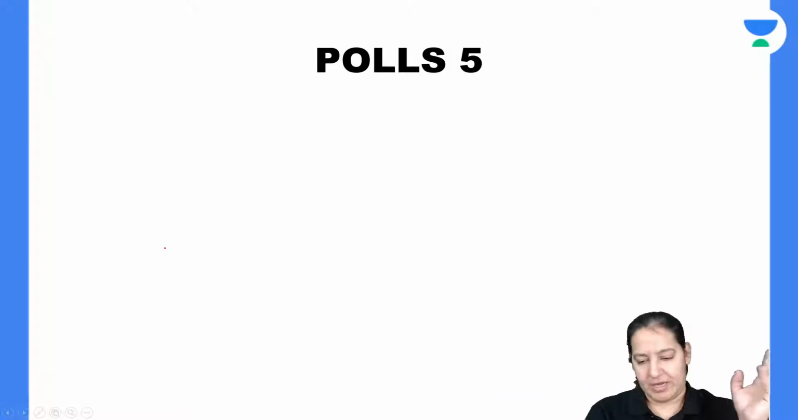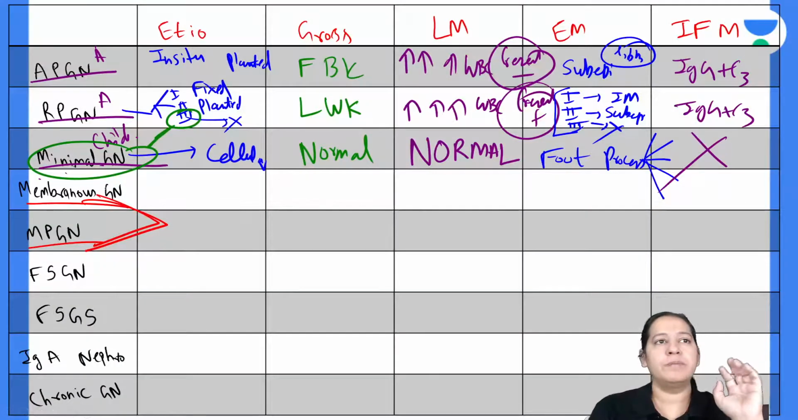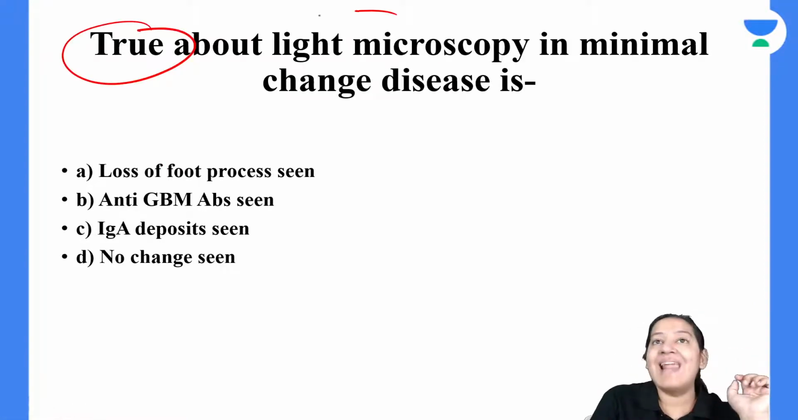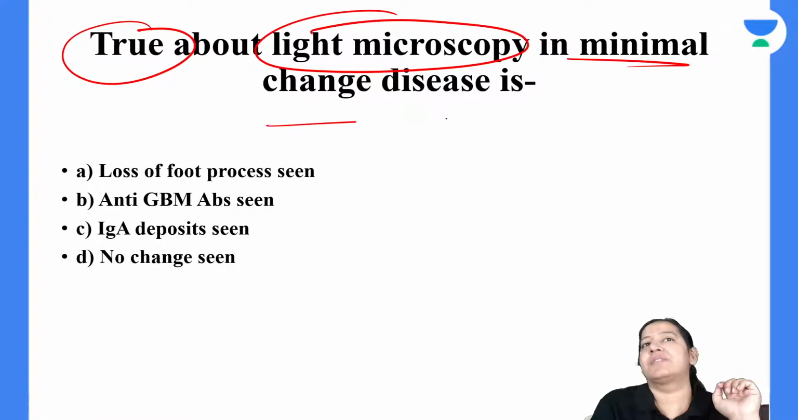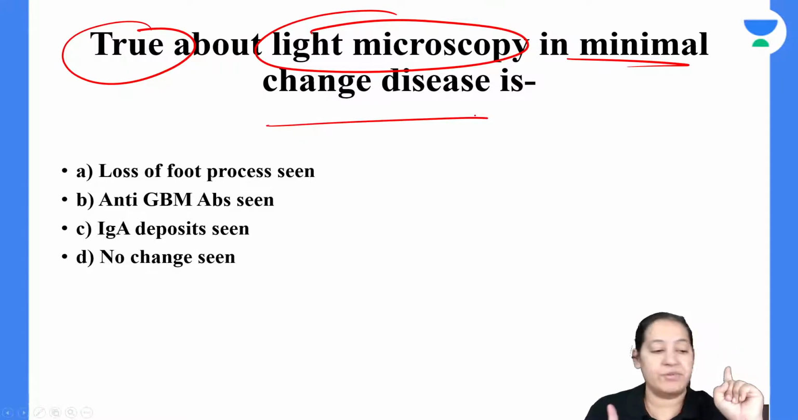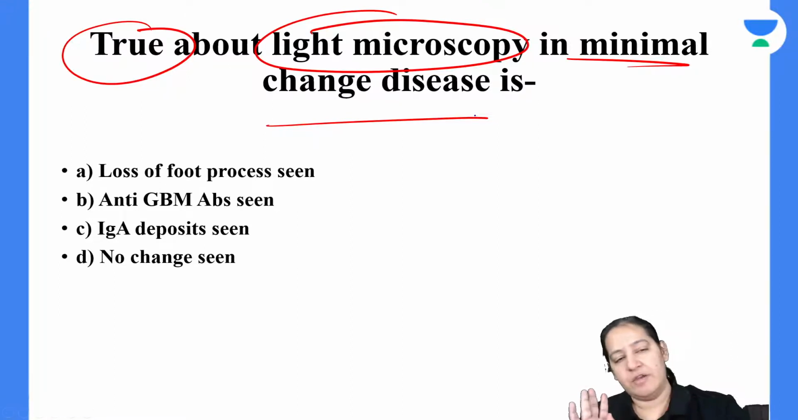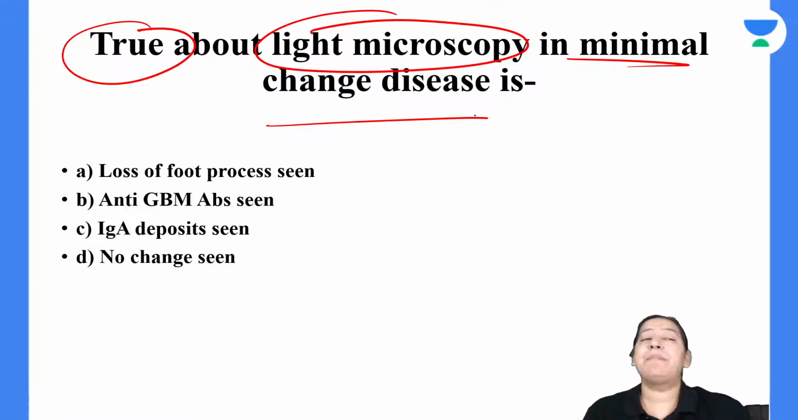Before that, there are a few polls based on minimal change glomerulonephritis. We will see a few questions. The first question is in front of you. What is true about light microscopy of minimal change disease? I'm asking, please mind my words. Rishinika, Paul, anyone else, mind my words. I'm asking light microscopy. Would you like to answer? Light microscopy, what you will see in minimal change disease?